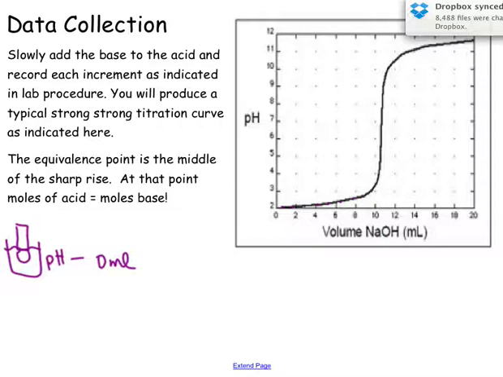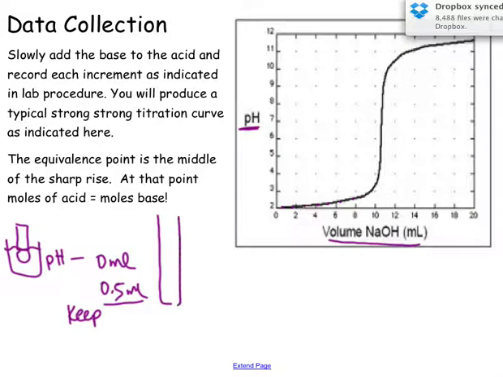And then as you continue, you're going to add maybe a half a mil. And then you're going to hit the keep button on your LabQuest and type in how many mils you've added. So every time you hit keep, the LabQuest records the pH and you enter the volume you added. Now, it's a cumulative volume. You don't subtract or anything. You literally just enter where it is on the burette.